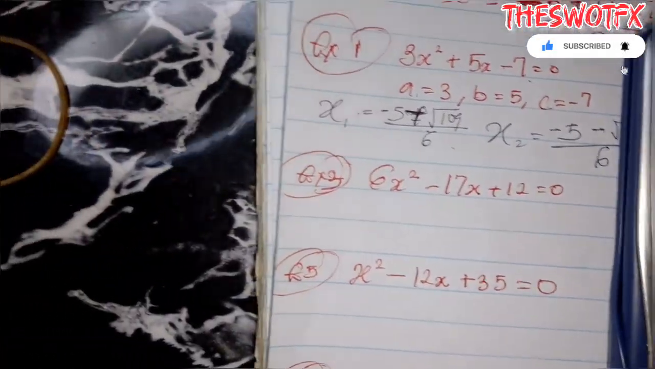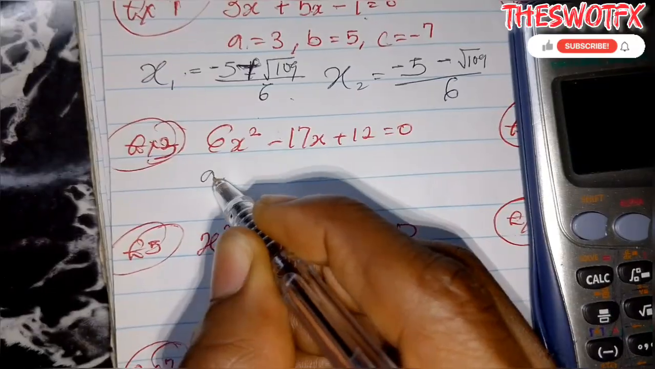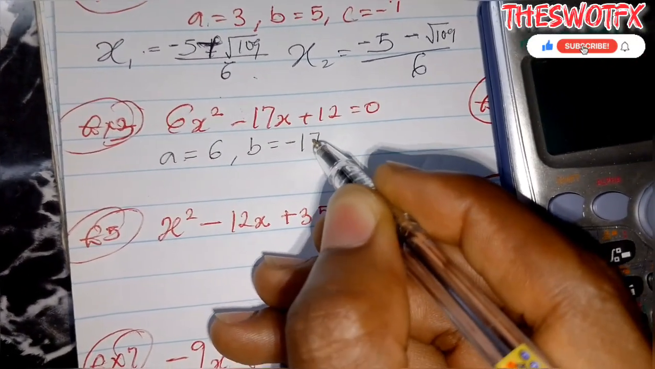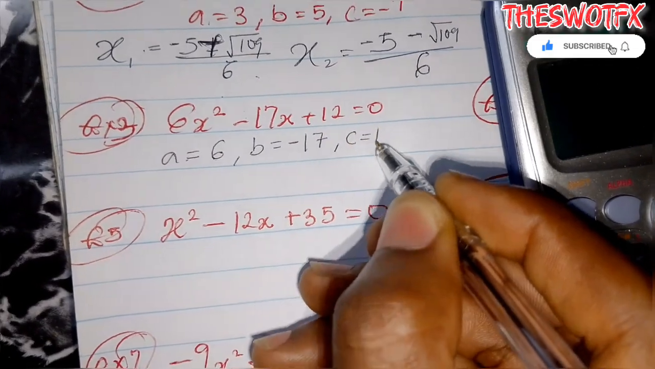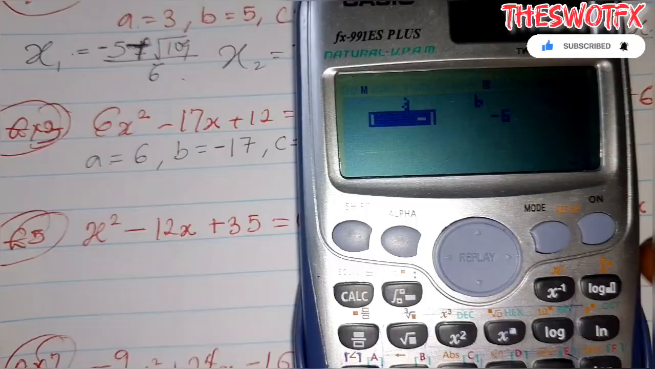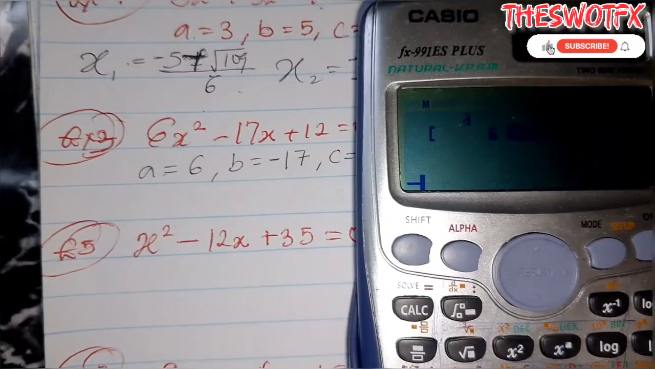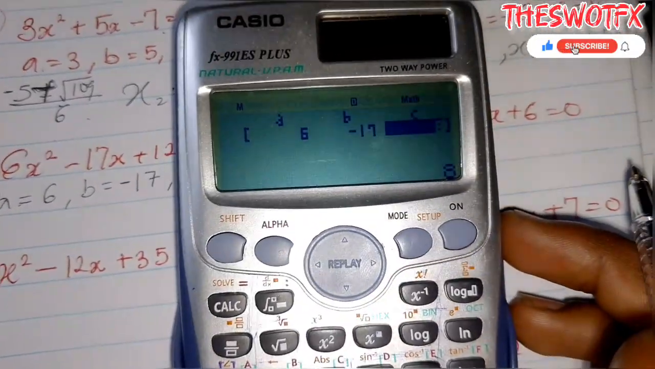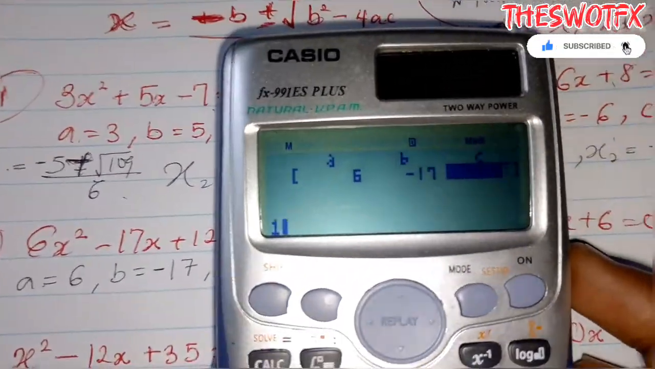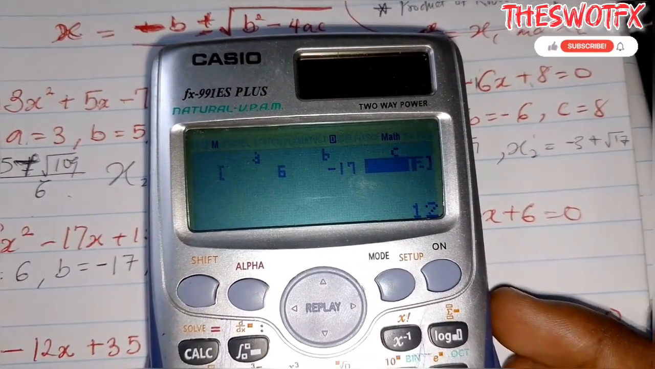Now for question 3 here, our A is 6, our B is -17, and our C is 12. So let's do that. So A is 6, we press 6 equals to. B is -17, press -17, press equals to. Then C is +12, so we press 12, then we press equals to, then press equals to again.